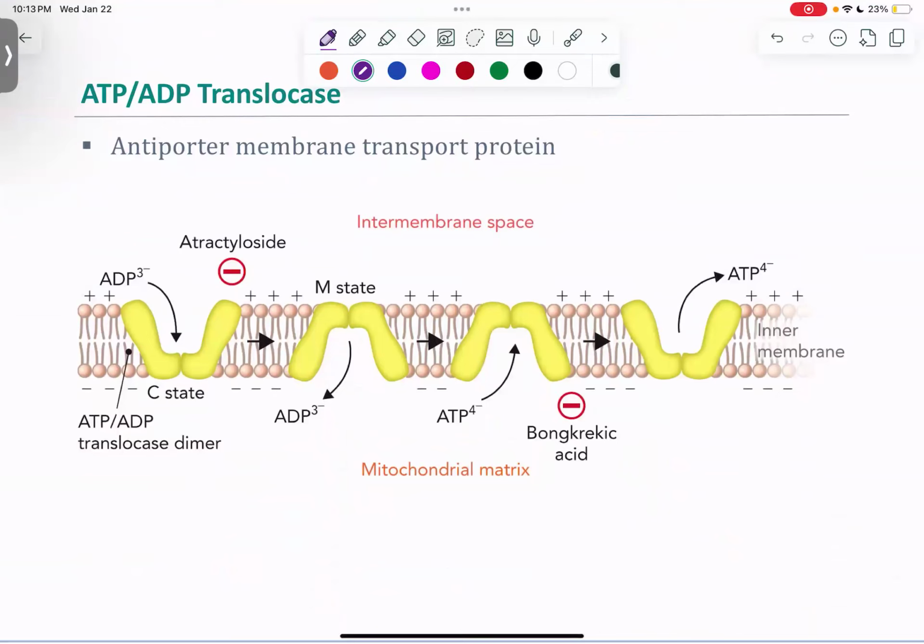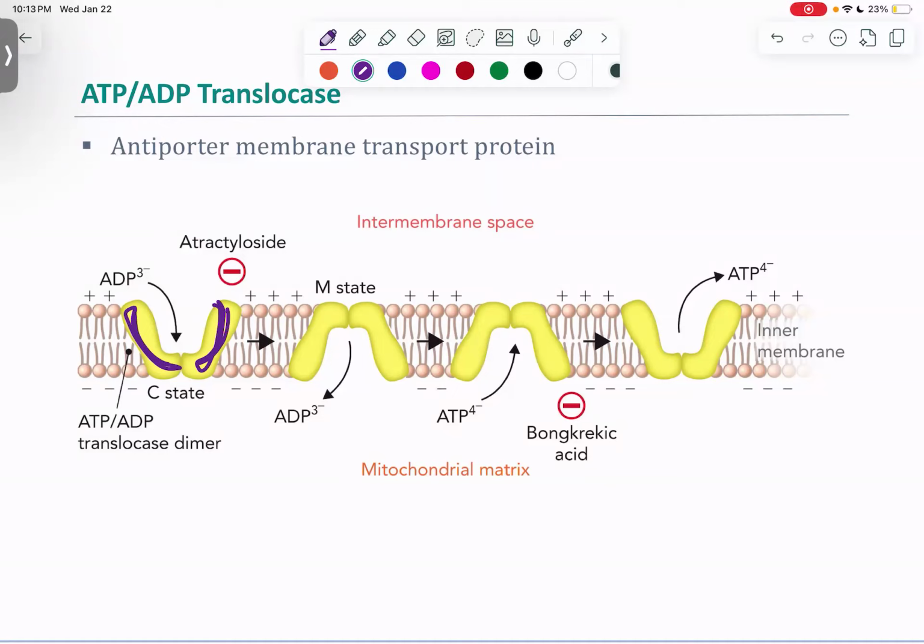Okay, so when we look at translocases, it's kind of a funny name, we call this the rocking bananas. So if you think about this as being one banana and this as being another banana, I know it's kind of ridiculous, but it works. Okay, so this translocase is going to bind to ADP and ATP with different affinities.